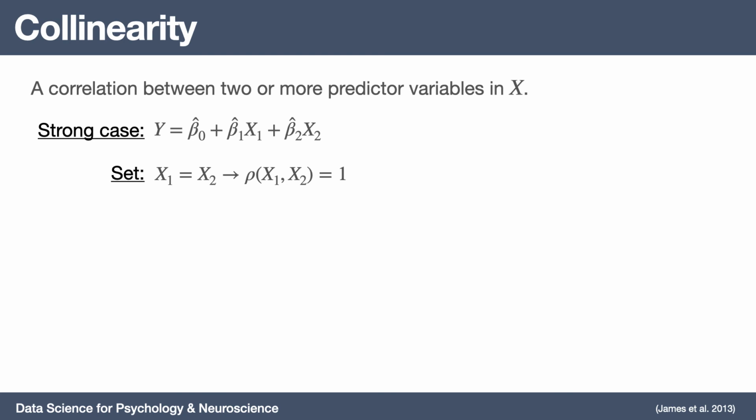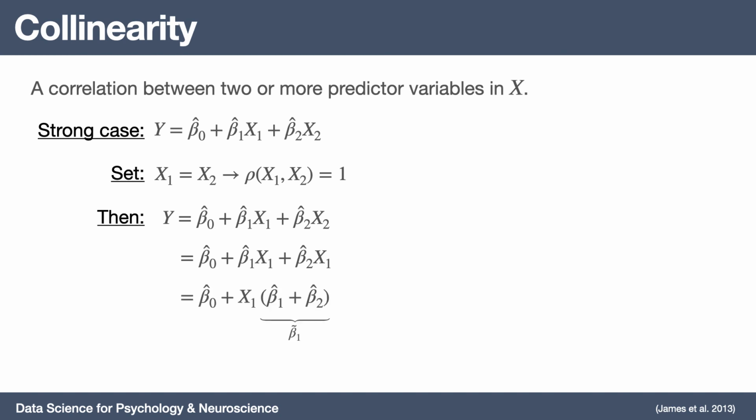This means that I can substitute x2 for x1. So now I have a case where I have equivalently duplicated x1 in my model, which means that I could rewrite this equation so that I sum the two regression coefficients, beta 1 and beta 2, together. I'm going to call that my new regression coefficient, beta 1 tilde. Beta 1 tilde captures the overall variance from the correlated factors x1 and x2.